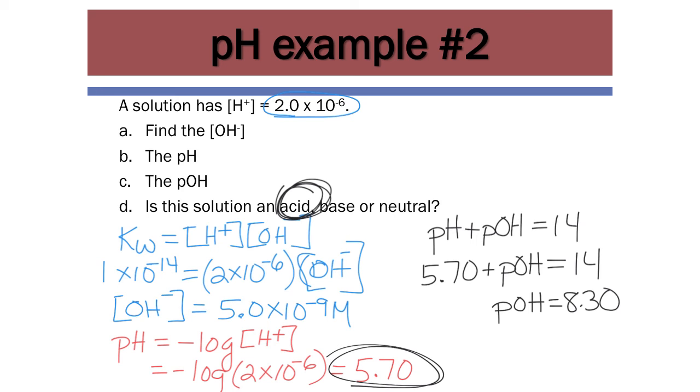Now, again, you could have gone in a different order. From the H plus, you could have found the pH first and then used the pH to find the pOH and then the hydroxide concentration. So as long as you can get all the different values, you are great.